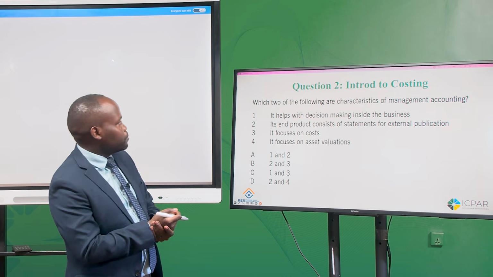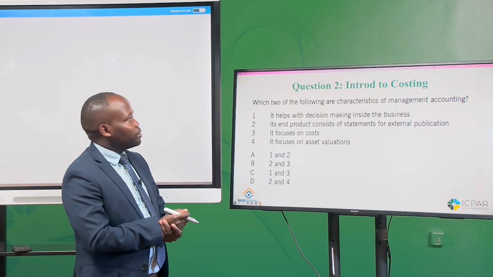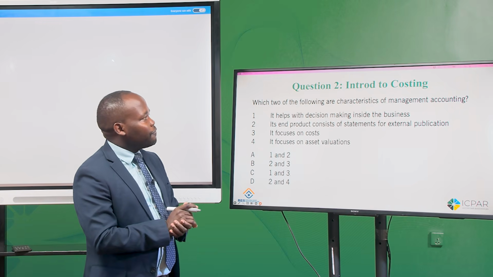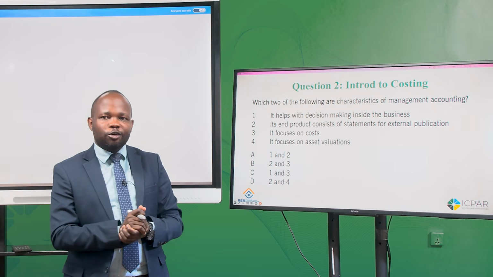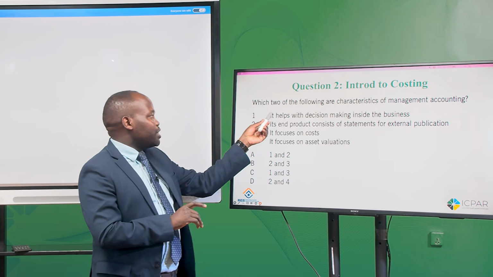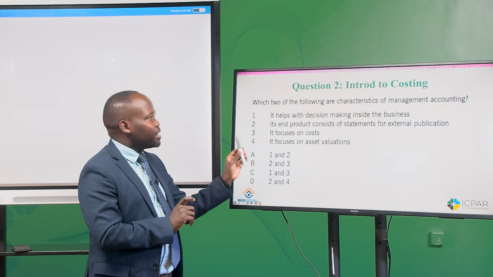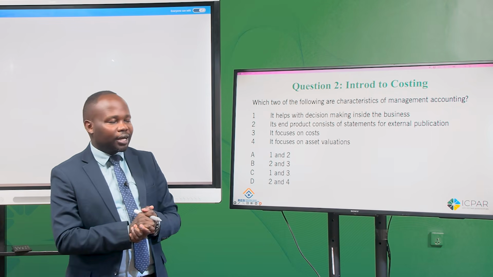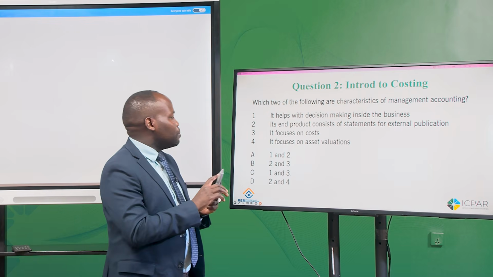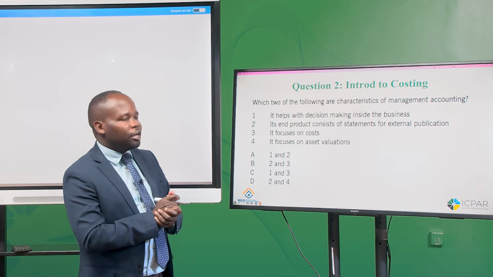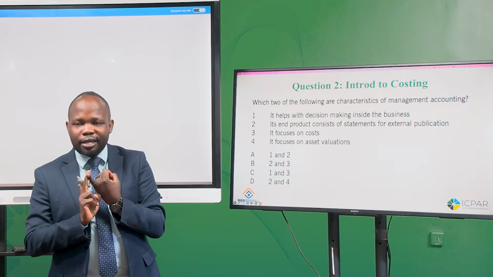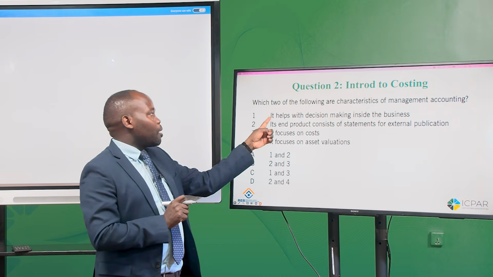Our next question, question number 2, still from chapter number 1. Which 2 of the following are characteristics of management accounting? You are being asked which of the items that have been listed are characteristics of management accounting. Number 1, it helps with decision making inside the business. One of the characteristics of management accounting is that it helps in decision making. Point number 1 is correct.